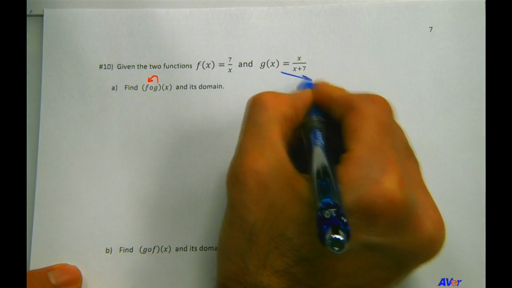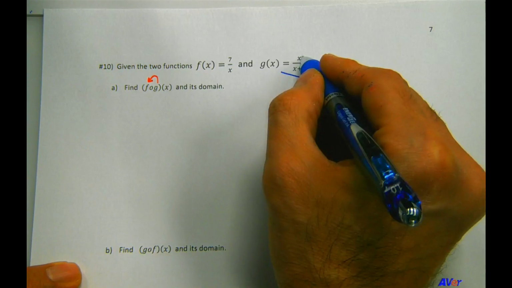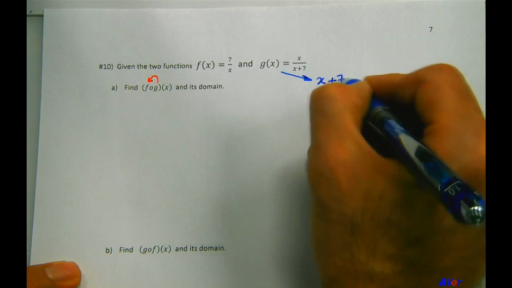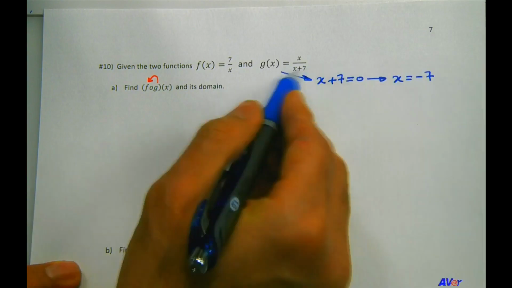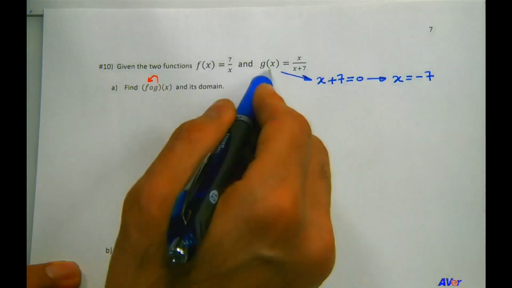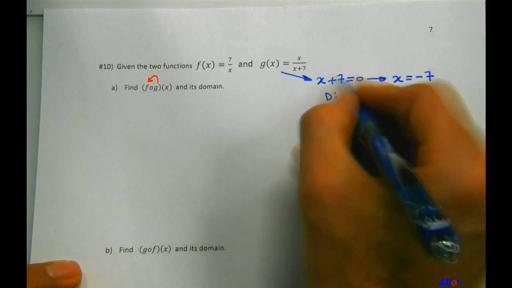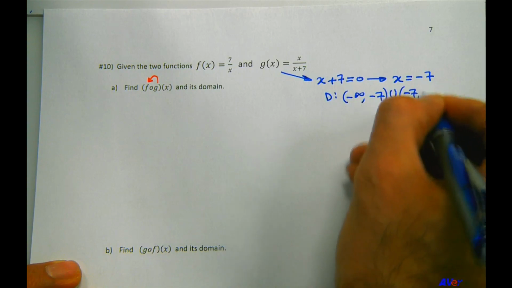So the domain of g, we know that from this, x equals 0 is fine because that's in the numerator. If the numerator is 0, it's not going to harm anything. It's the denominator that we cannot have 0. So x plus 7 equals 0, x equals negative 7 would make the denominator 0. We need to exclude negative 7 from the domain of the function that is going inside another function. So the domain of that is negative infinity to negative 7, union negative 7 to positive infinity.